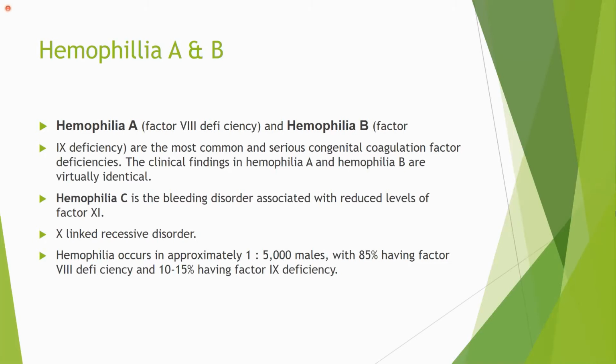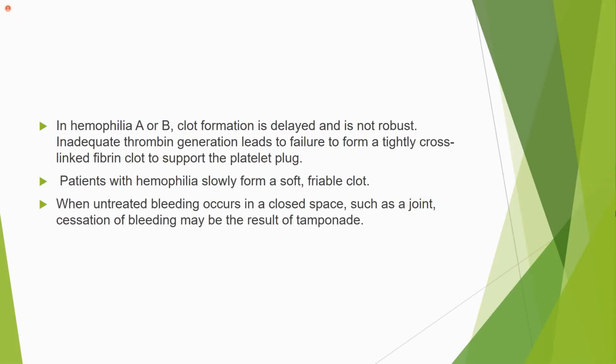While hemophilia C is autosomal recessive, and it affects both males and females equally. Hemophilia occurs in approximately 1 in 5,000 males, with 35% having factor 8 deficiency and 10 to 15% having factor 9 deficiency. Now, in hemophilia A or B, clot formation is delayed and is not robust. Inadequate thrombin generation leads to failure to form a tightly cross-linked clot to support the platelet plug, and patients with hemophilia slowly form a soft friable clot.